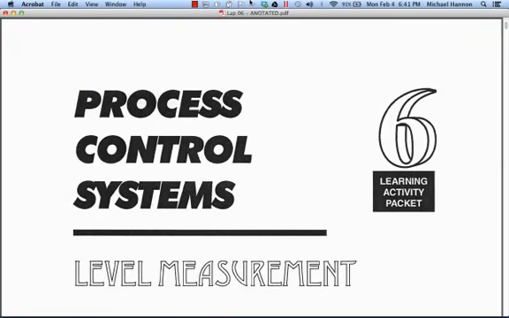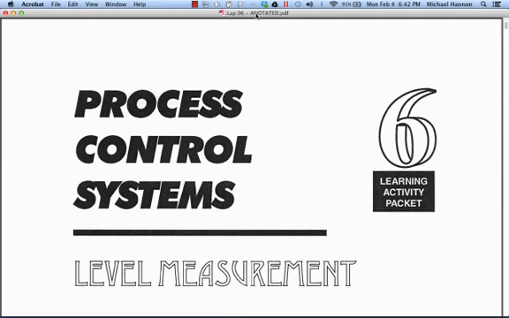Okay, so today we're going to study and prepare for Lab 6, Process Control Systems. It has to do with level measurement. We're going to talk about different types of devices that can detect level in tanks. And then we are also going to go to the lab and concentrate on our pressure sensor level transmitter. It's a transducer transmitter combo. So that's what we're going to do today.